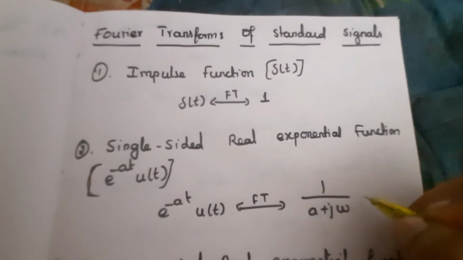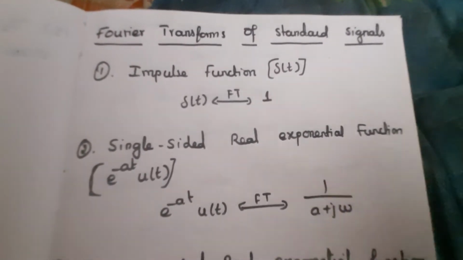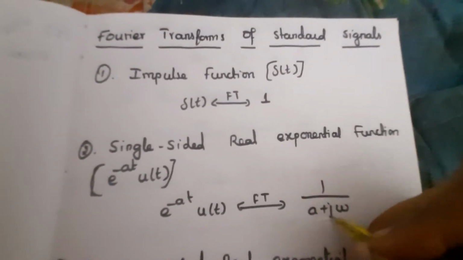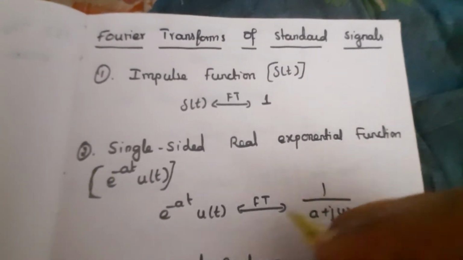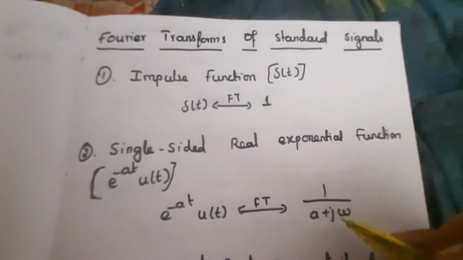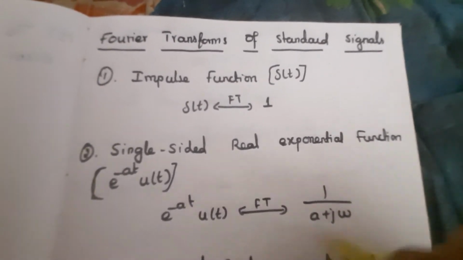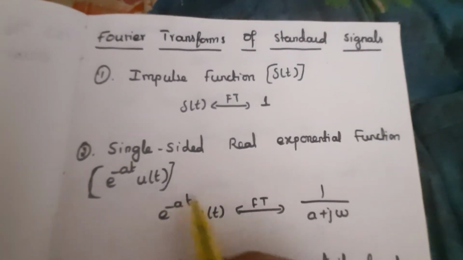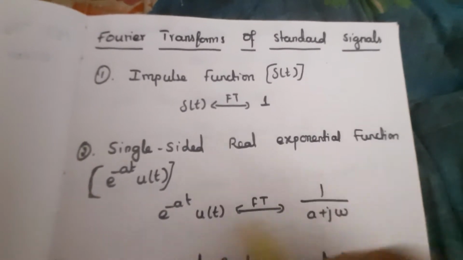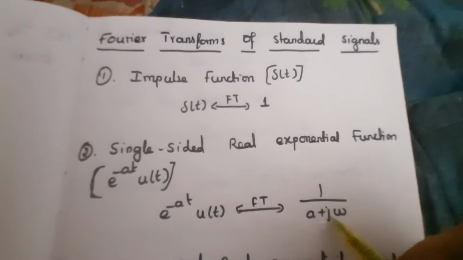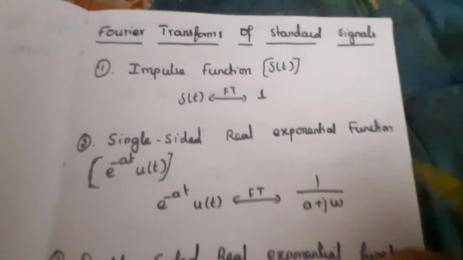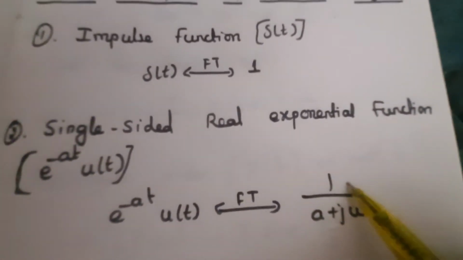Similarly, if you consider the same signal, for the Laplace transform you replace this j omega by s. So the Laplace transform of this signal is 1 by a plus s. Again, e power minus at means a plus j omega, and e power plus at becomes 1 divided by a minus j omega. And this is the single-sided real exponential function.